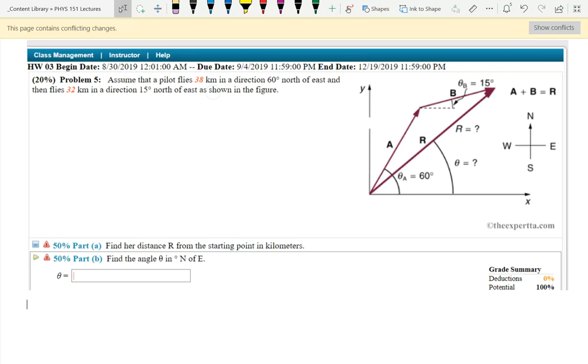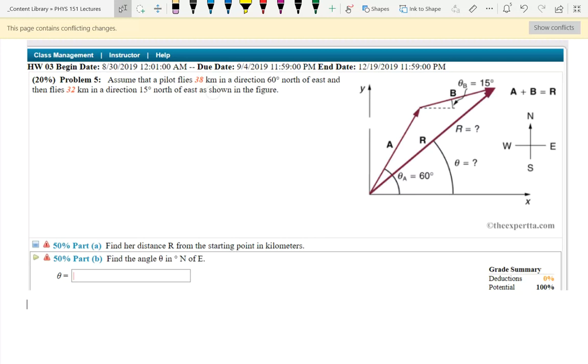Anna is giving us a way that works perfectly, but it's not the easiest way. There's more than one way to solve this. What Anna said is break each vector into components, then add the x components, and then add the y components. That will work perfectly for you, and that's a skill you need to have. So if you did it that way, great. It's a great way of doing it.